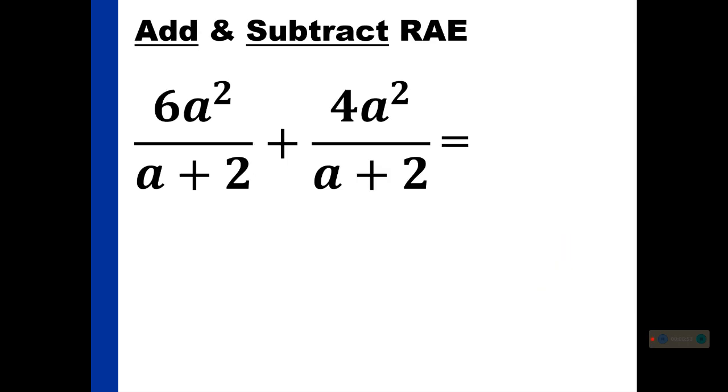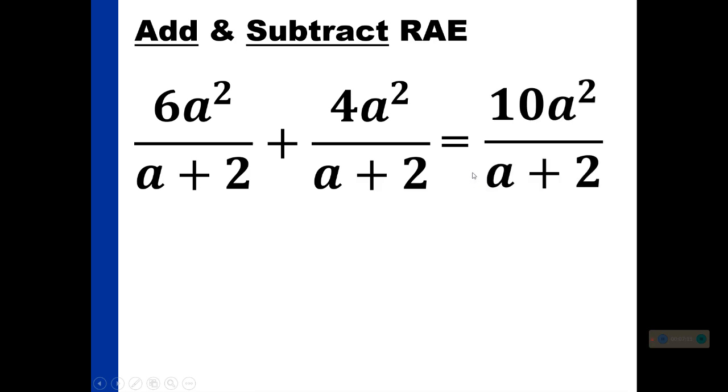Now let's proceed with the next one. We have 6a squared over a plus 2 plus 4a squared over a plus 2. Again, copy the denominator, then add the numerators. And if you can simplify, you have to simplify. But since we only have 10a squared on the numerator and a plus 2 on the denominator, there is no common factor between the numerator and the denominator.